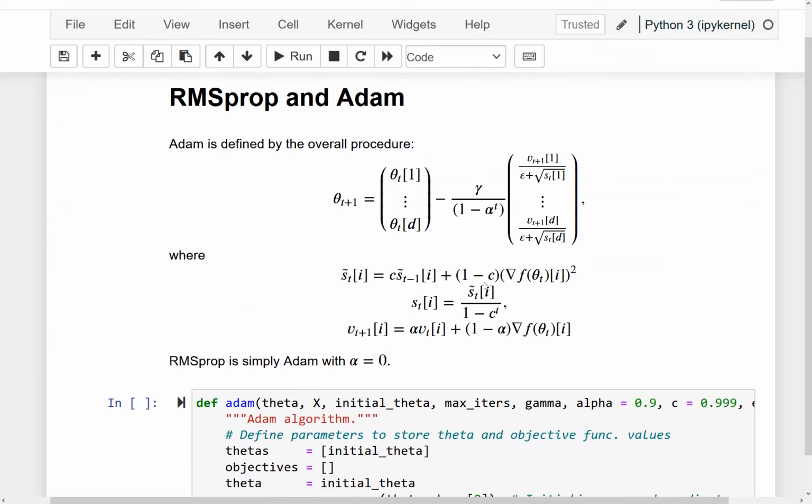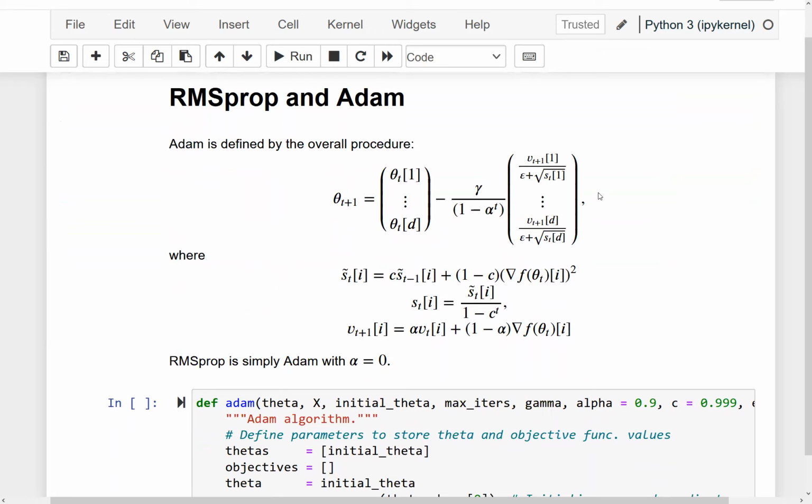What about RMS-prop and Adam? As I said, RMS-prop is in fact a special case of Adam. So let's recall Adam. Adam has the following concrete iteration procedure, where you don't have the gradients anymore.